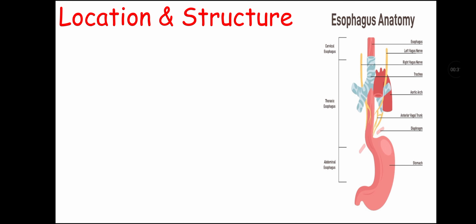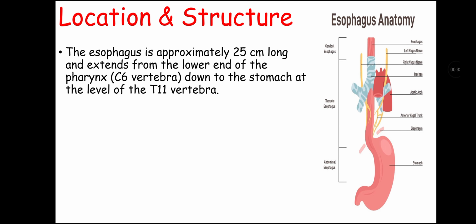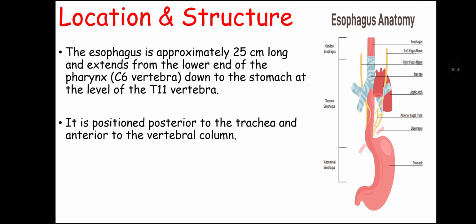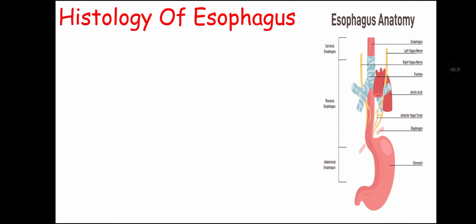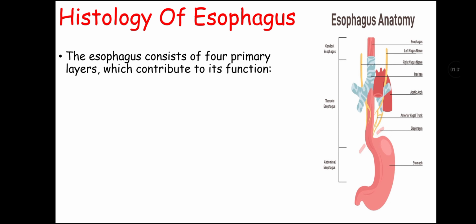Now let's talk about the location and structure of the esophagus. The esophagus is approximately 25 cm long and extends from the lower end of the pharynx, that is the C6 vertebra, down to the stomach at the level of the T11 vertebra. It is positioned posterior to the trachea and anterior to the vertebral column. As it descends, the esophagus passes through the thoracic cavity and enters the abdominal cavity by traversing the esophageal hiatus of the diaphragm.